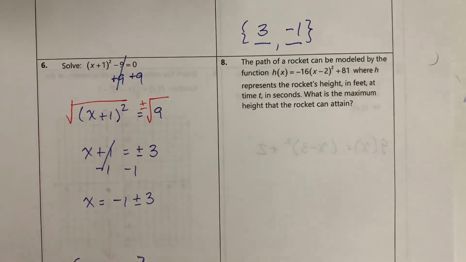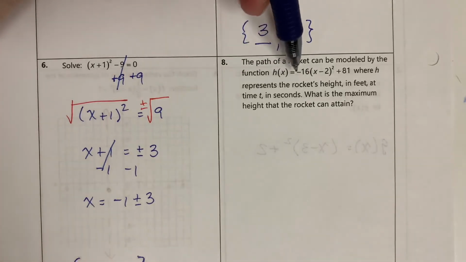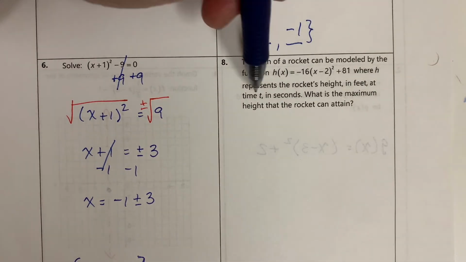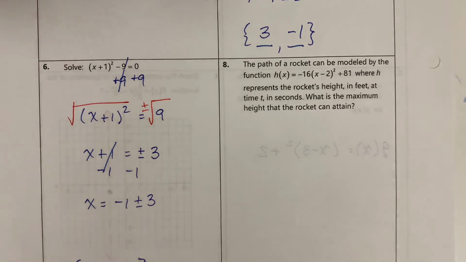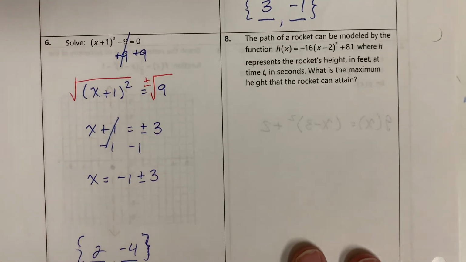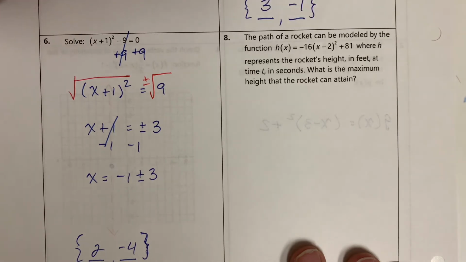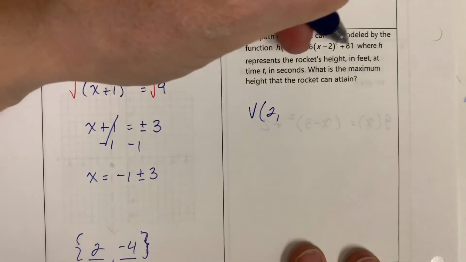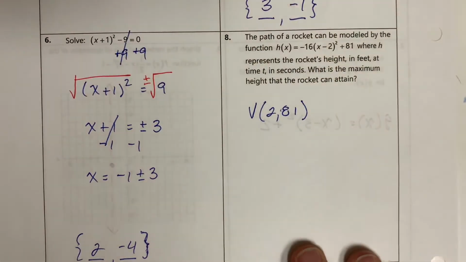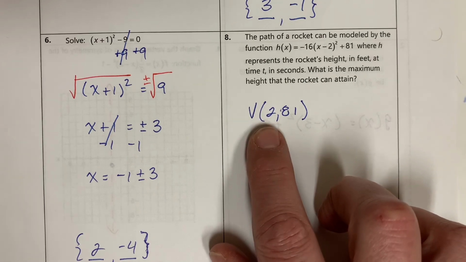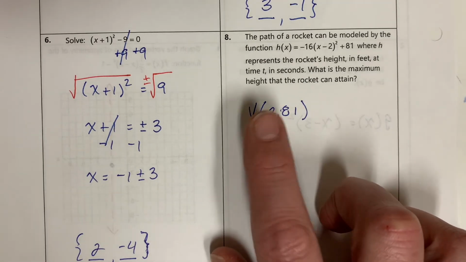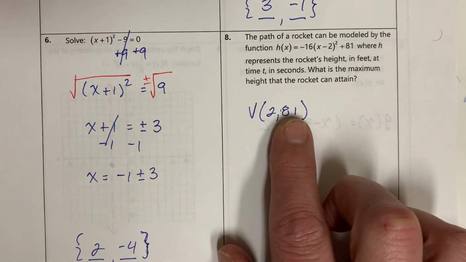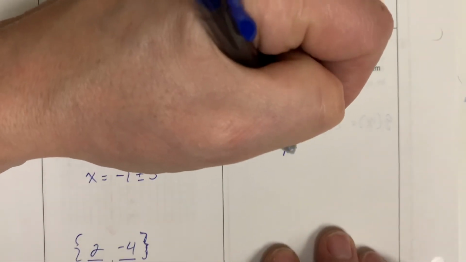Problem number 8. Path of a rocket can be modeled by the function h of t is equal to negative 16 times t minus 2 squared plus 81, where h represents the rocket's height in feet at time t in seconds. What is the maximum height that the rocket can attain? The maximum height is going to be in the vertex, the y-coordinate of the vertex. So the vertex is at positive 2, 81, just like we did before. The 81 represents the height at time t when it gets there. So at 2 seconds, the rocket has hit 81 feet high, and then that's it. It's going to start coming down after that. So this is the one we want for max height.